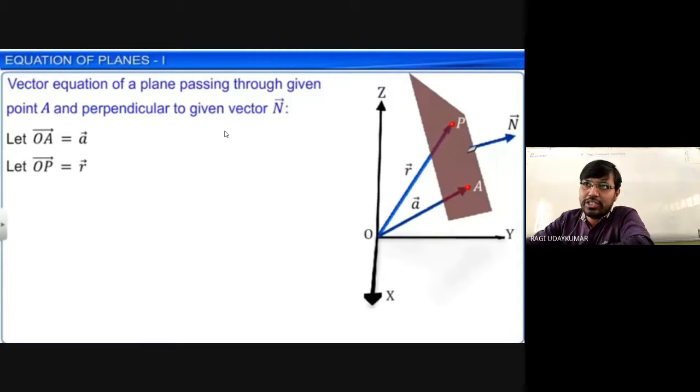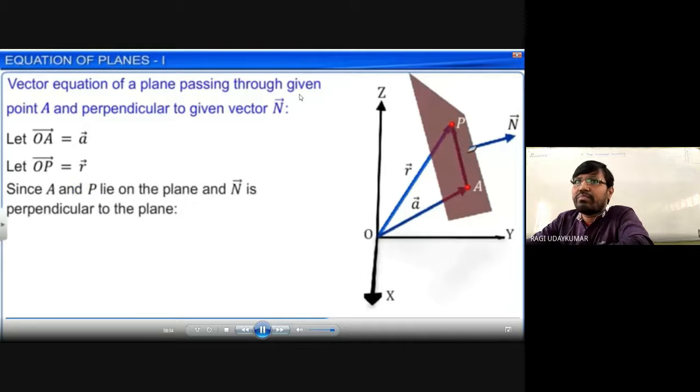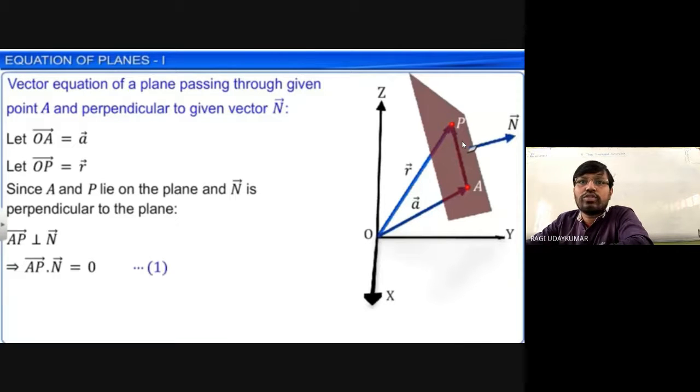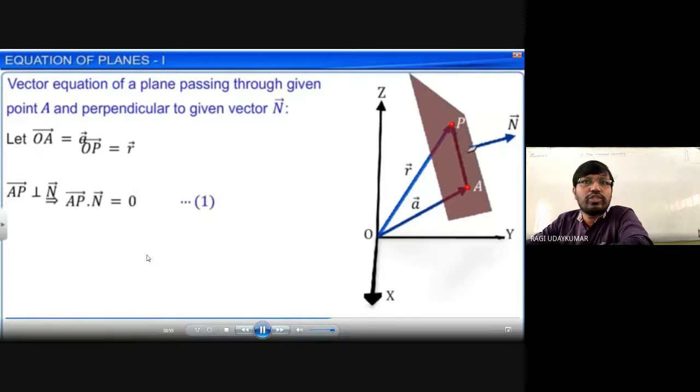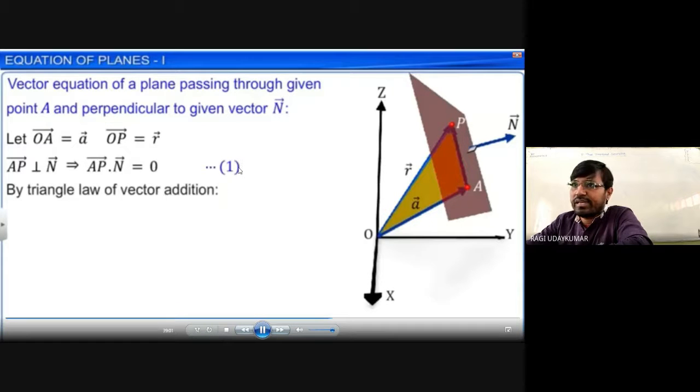Second condition: the vector equation of the plane passing through the given point A and perpendicular to the vector n. So OA is equal to A bar and OP is equal to R bar, and A and P lie in the plane. n is perpendicular to the plane, so n is also perpendicular to AP, since AP is inside the plane. So AP dot n is equal to 0. Keep it as the first equation.